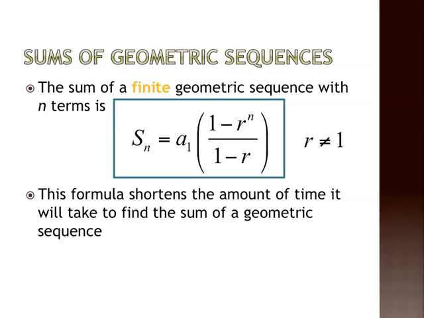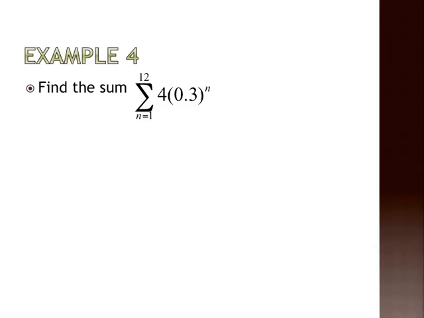So let's take a look at an example. Here we have find the sum of the first 12 terms of the sequence given by 4 times 0.3 to the nth power.